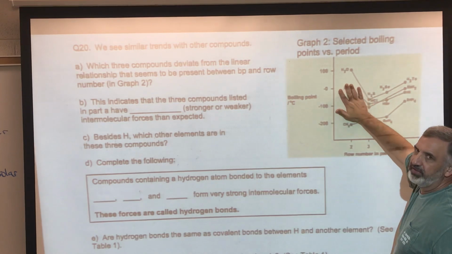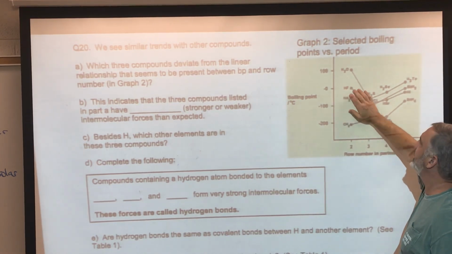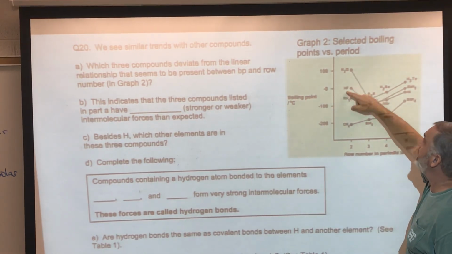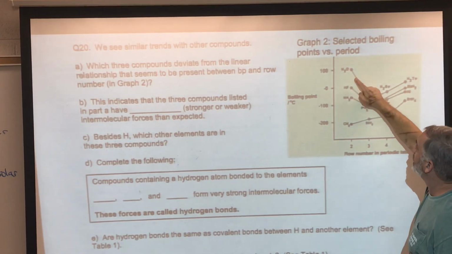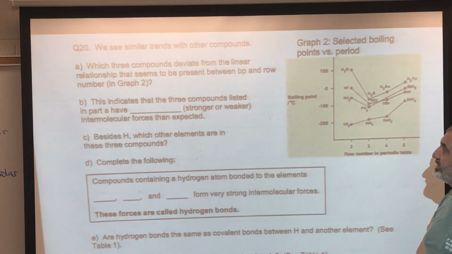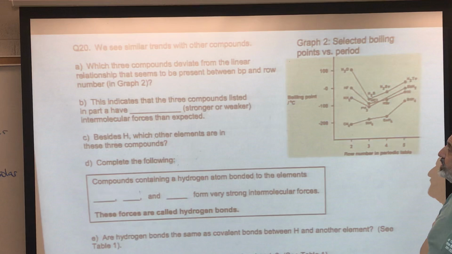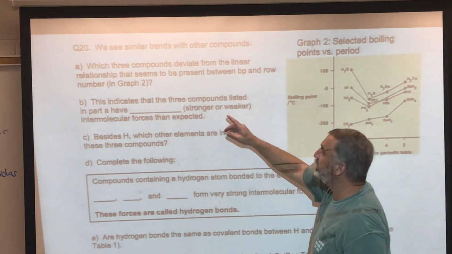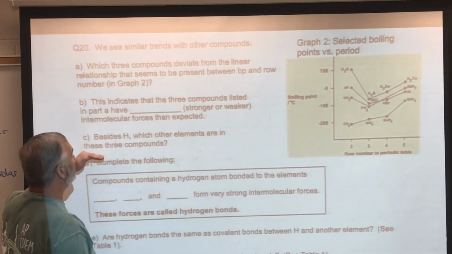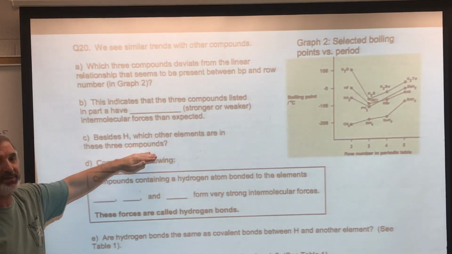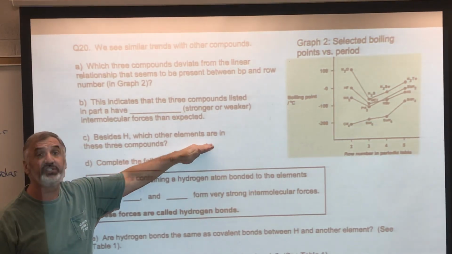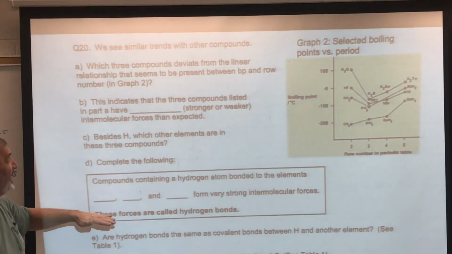Now, you can't read it on this, but you have it on your sheet there. And again, the reason for all of those, F, O, and N, is hydrogen bonds. This indicates the three listed have stronger intermolecular forces besides London forces. Which other elements are in these compounds? That's fluorine, oxygen, nitrogen. So that tells me they have hydrogen bonds.